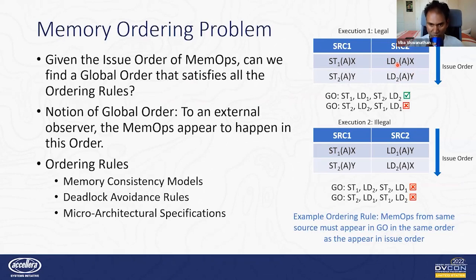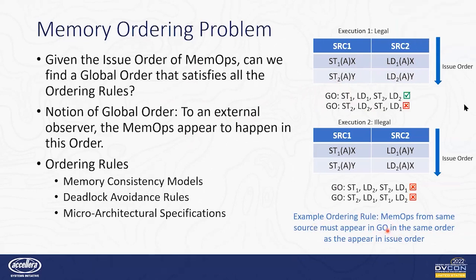to the same address. Now, since load 1 gets store 1's data and load 2 gets store 2's data, an external observer will infer that load 1 must be ordered after store 1 and load 2 must be ordered after store 2. And so based on that, there are 2 possible global orders that an external observer can infer.